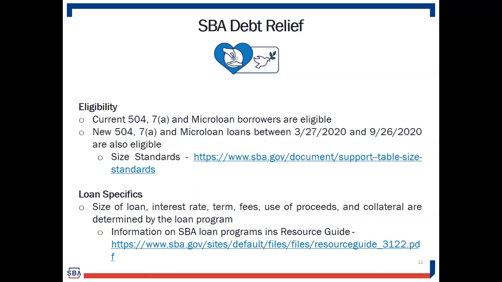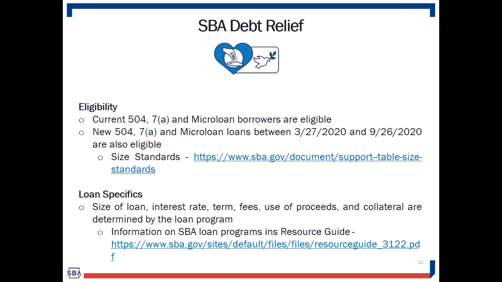All right, so SBA debt relief. The debt relief program is geared at our current 504, 7A, or microloan borrowers. In addition to that, it's open to any new 504, 7A, and microloans that are made between March 27th and September 26th. Again, this is following pretty much our regular loan programs.